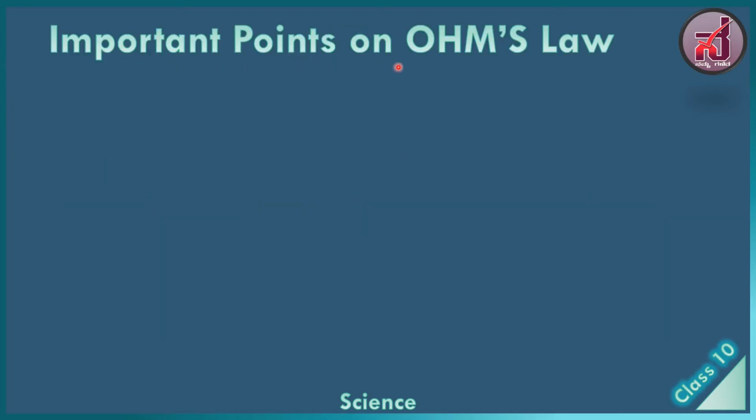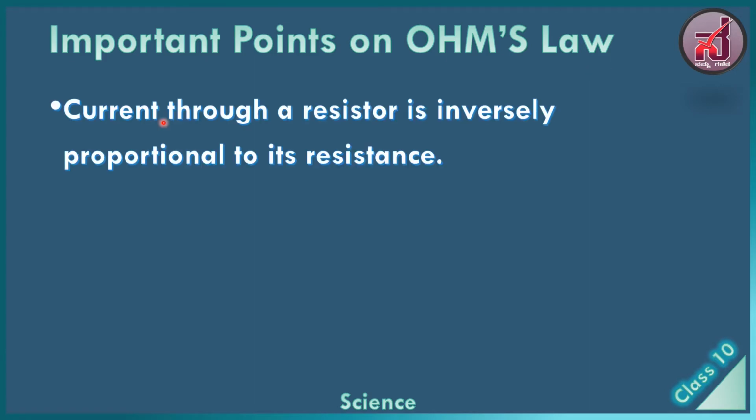Important points on Ohm's law. Current through a resistor is inversely proportional to its resistance. That is, I is inversely proportional to R. Current inversely proportional to resistance.